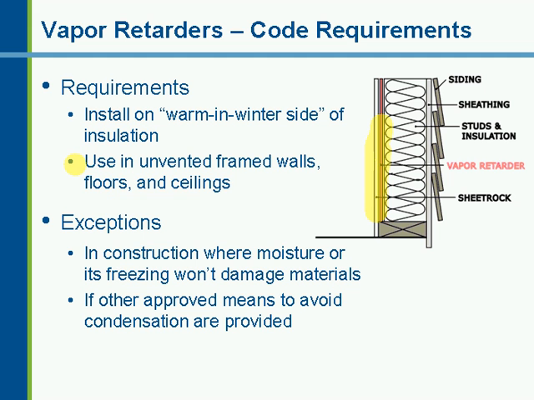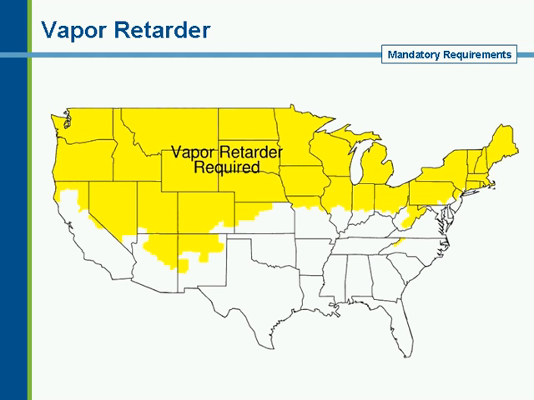Where does another exception fall? Basically, the code official has the final authority of the type of construction components and what you're using in that building. And therefore, if you don't fall under one of these requirements and you're in a climate location that requires a vapor retarder, then that's where you're going to go to your code official to discuss it further. So here's a visual of where the vapor retarders are in the climate locations. And typically, it's not in your warmer climates down here, your Texas and Florida areas.